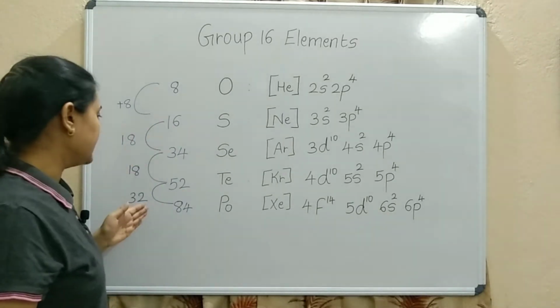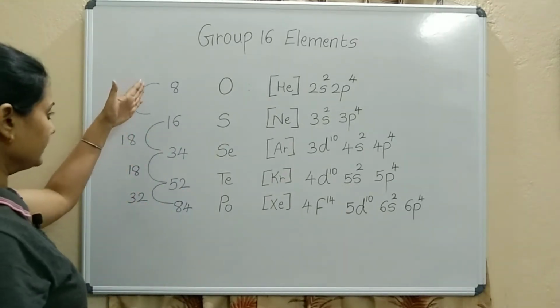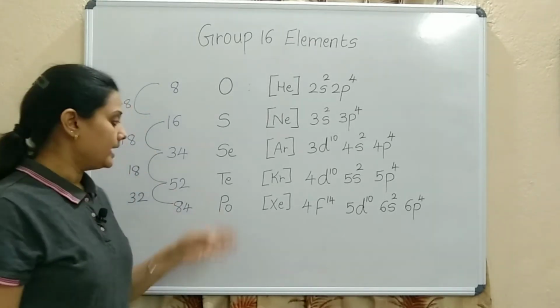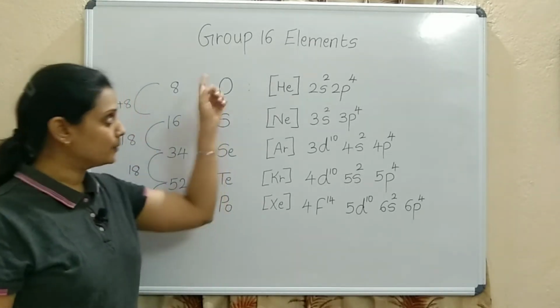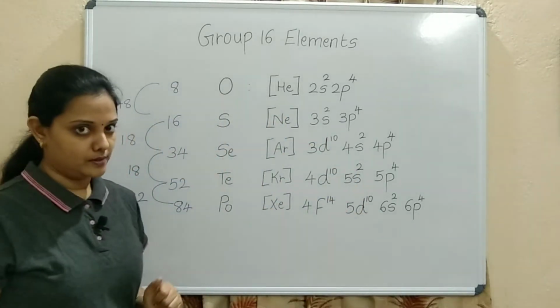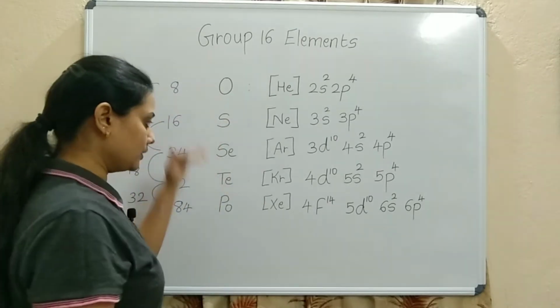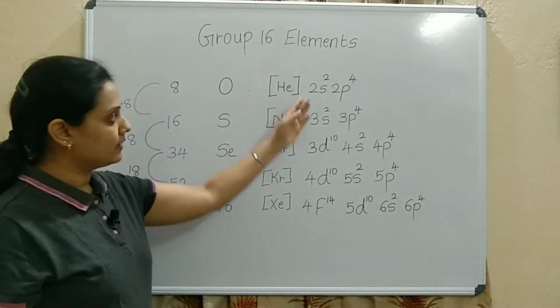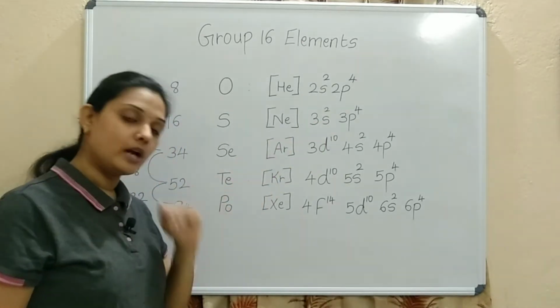So we have written here the atomic numbers. You can check here 8, 16, 34, 52, 84, the atomic numbers of the elements of group number 16, and I have written the electronic configuration also. And we know down the group what is happening: one shell is added as we move down the group.